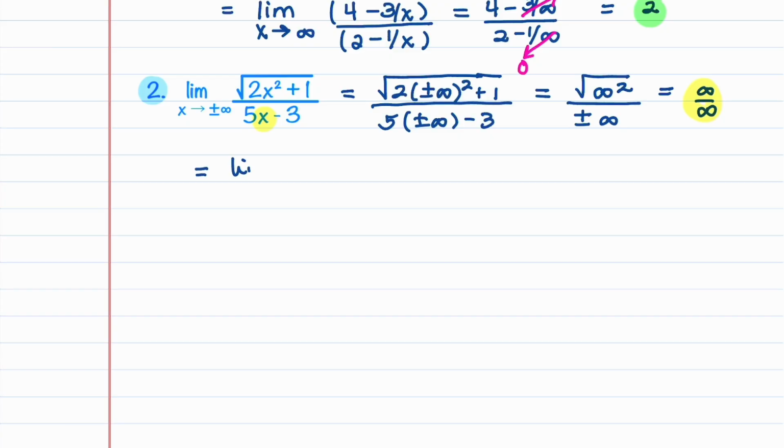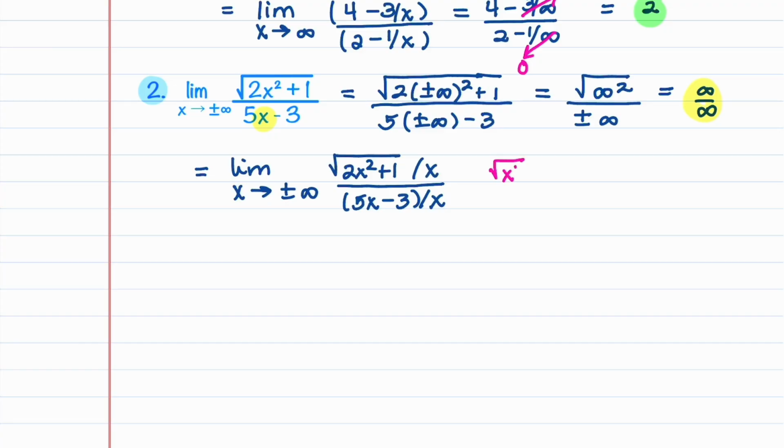This is equal to the limit as x goes to plus or minus infinity, the square root of 2x squared plus 1 divided by x, all divided by 5x minus 3 divided by x. This is actually more complicated than it looks. We need to know how to divide a square root function by x. To figure out how to do this, let's look at the definition of the square root of x squared. You may or may not have seen this before.